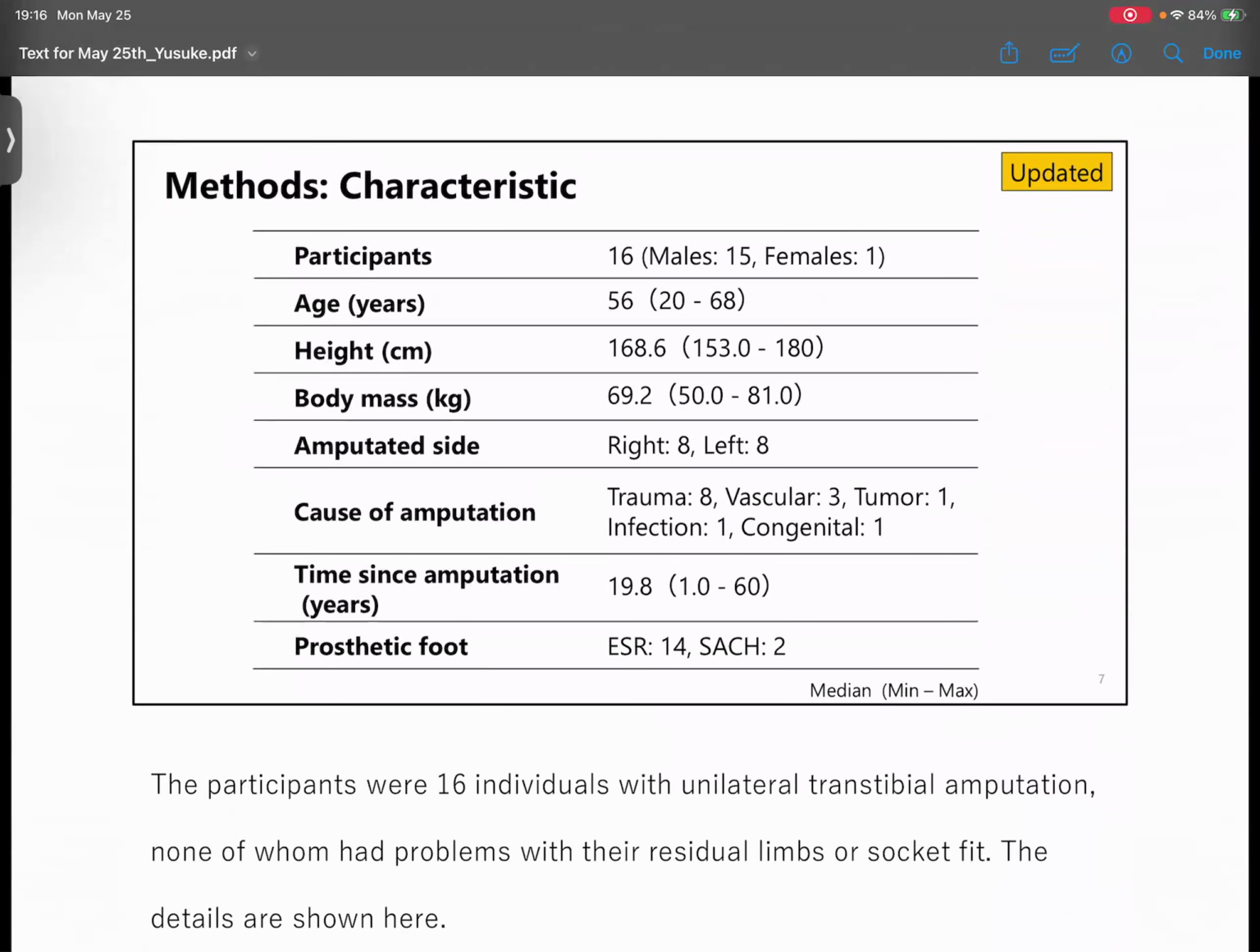The participants were 16 individuals with unilateral transtibial amputation, none of whom had problems with their residual limbs or socket fit. The details are shown here.